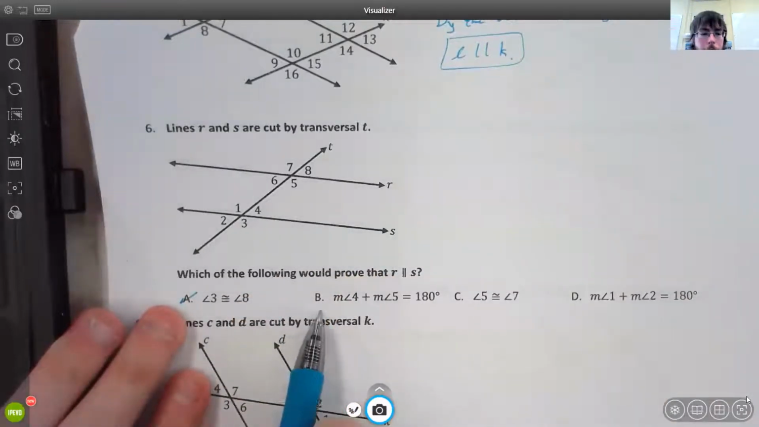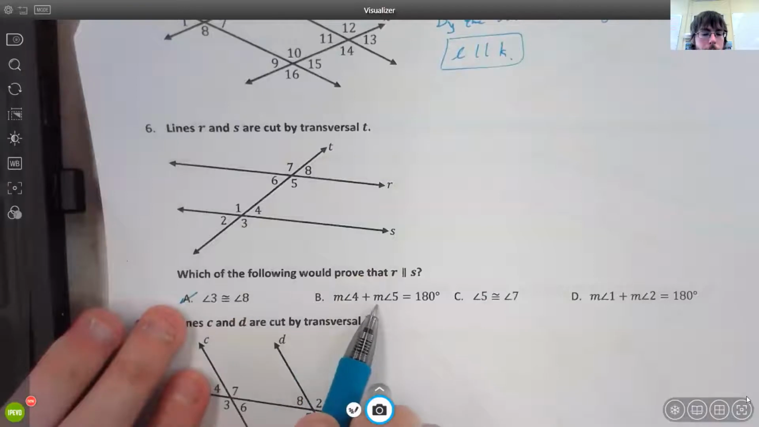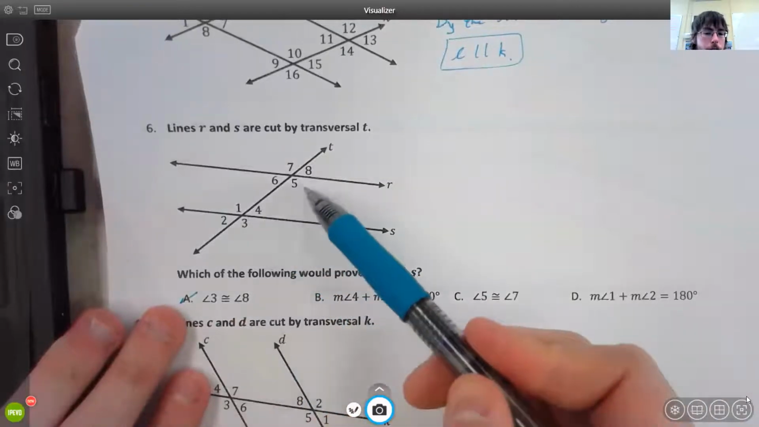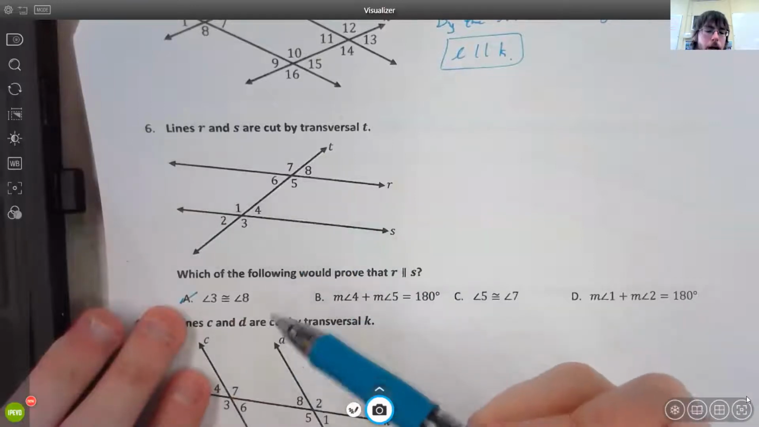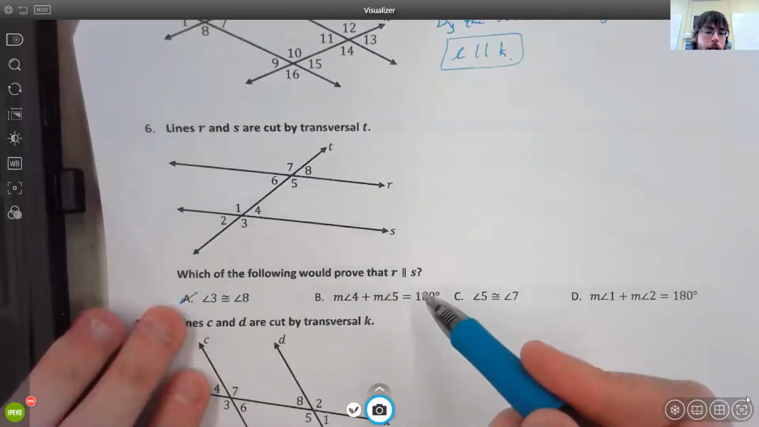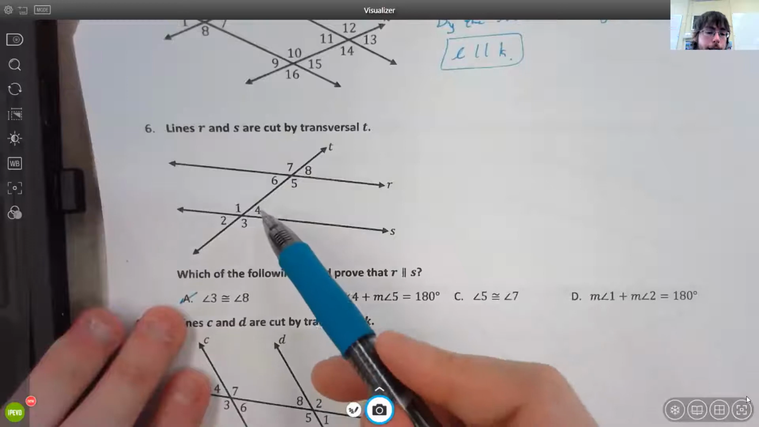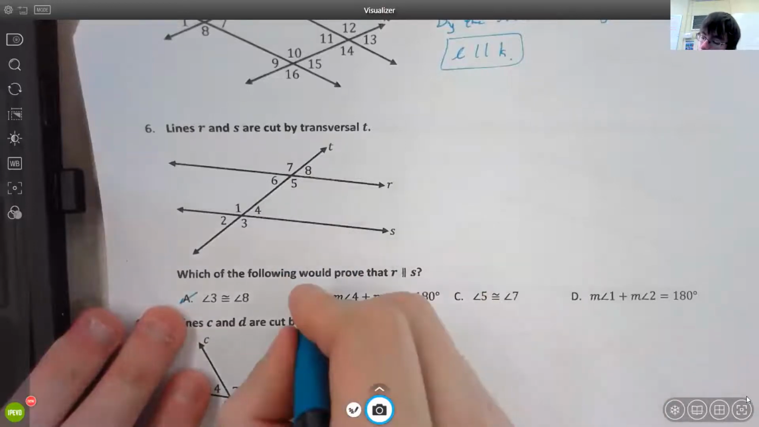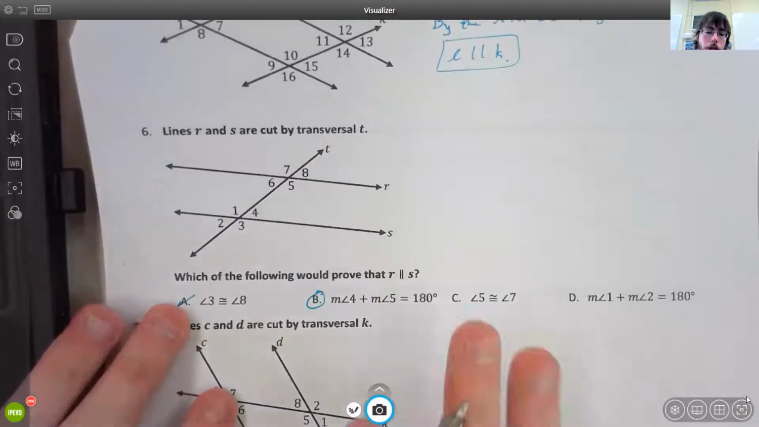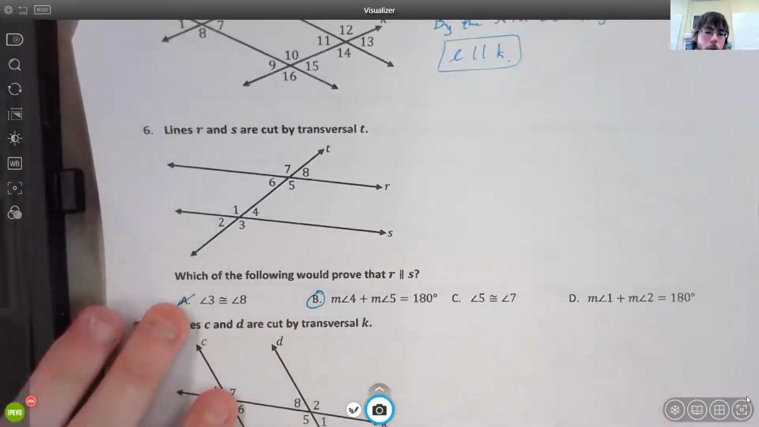Let's look at B. Angle 4 plus angle 5 is equal to 180 degrees. Well, 4 and 5 are consecutive interior angles, excuse me. And are those supposed to sum to give you 180 degrees? Are they supplementary? Yes, consecutive exterior or interior angles are supposed to be supplementary. So we know this is our answer. But let's go and look at these just to see why these wouldn't be.